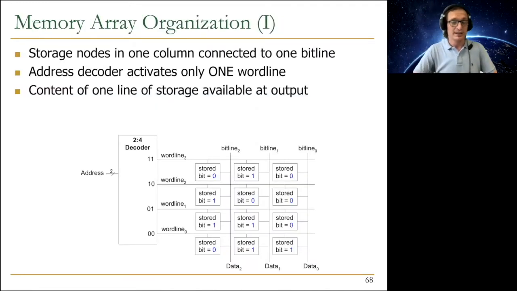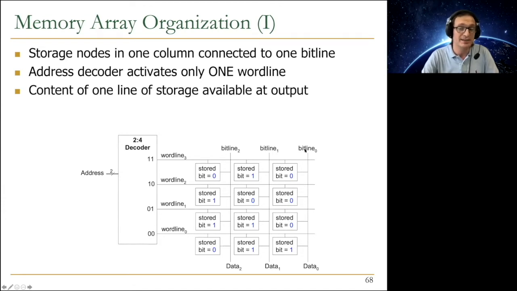Okay, let me give you some more terminology. Now you know the array organization clearly. You've seen it before also. But these are storage nodes, let's say, or storage cells. And storage cells in one column are connected to one bit line. You can see the bit line 0 over here, for example, that is connected to this column, these store bits over here. And then bit line 1 is connected to this column, and bit line 2 is connected to this column.